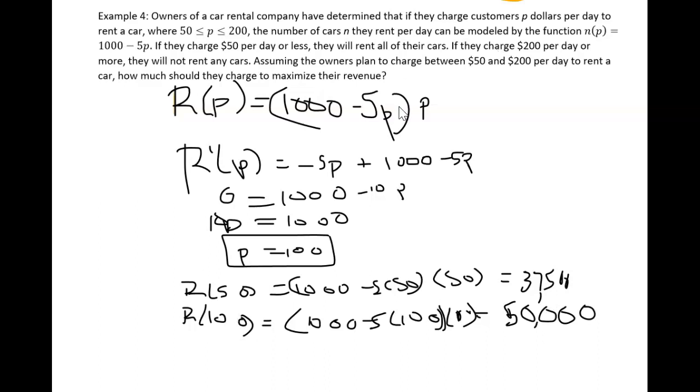And then again, if you charge 200, plugging in 200 to this function will get you 0, and that means you're not renting any cars, so you're not making any profit. So for sure, $100 a day maximizes our profit.